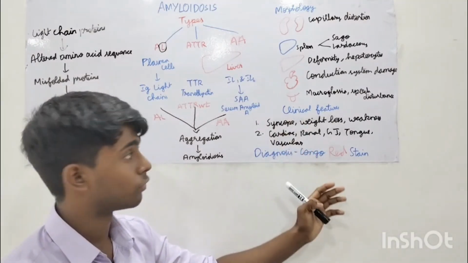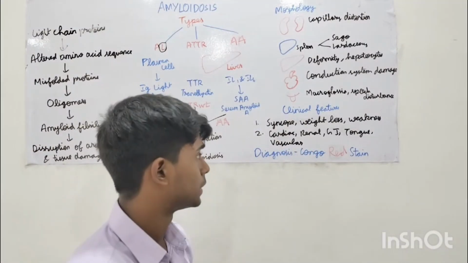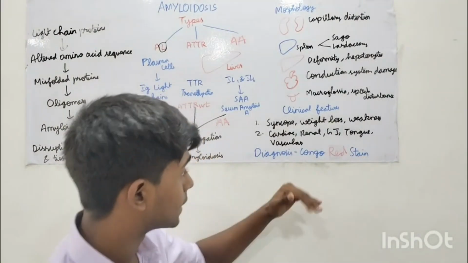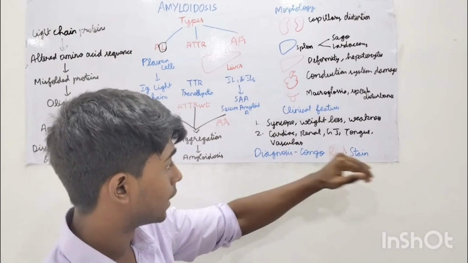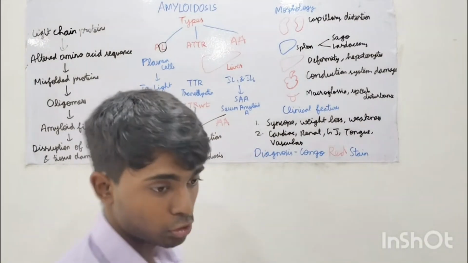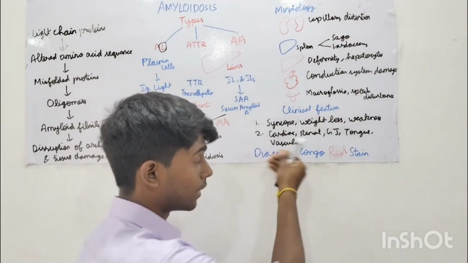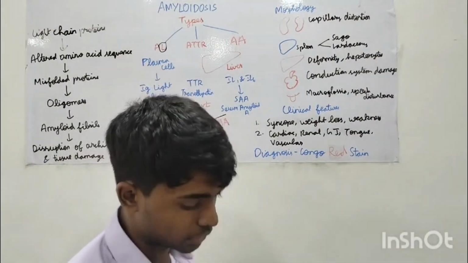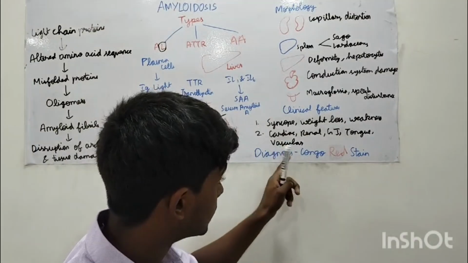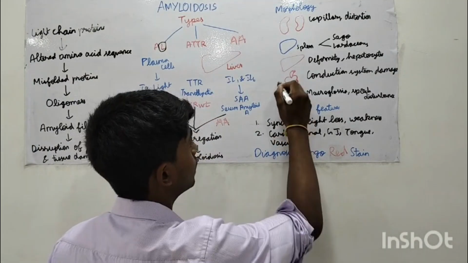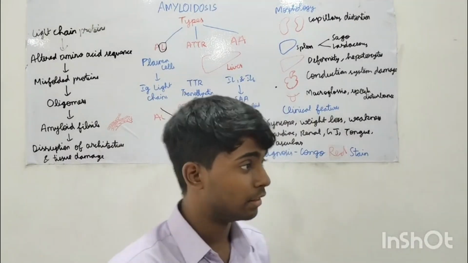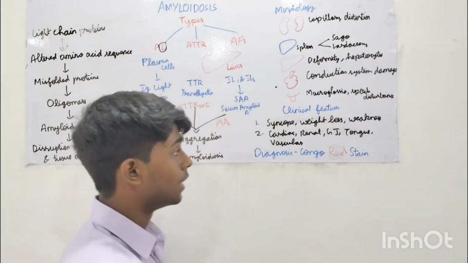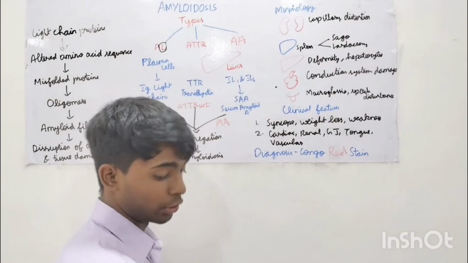So then the clinical features of amyloidosis. First, there will be non-specific symptoms like syncope, weight loss or weakness. By then we won't be able to diagnose, but next there will be cardiac, renal, GI, tongue and vascular deformities that are going to start because of amyloidosis. So what are the cardiac causes? Conduction disturbances and arrhythmias, and then chronic constrictive pericarditis. Then renal involvement is very dangerous and it will cause proteinuria and albuminemia, and it is the most affected organ in amyloidosis.